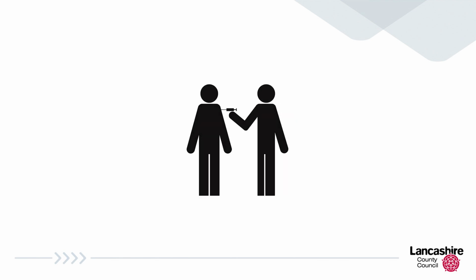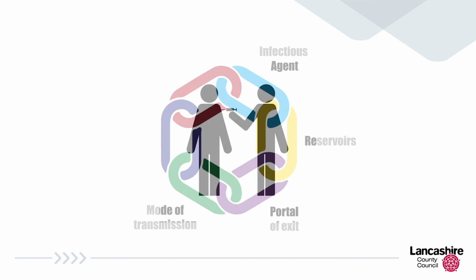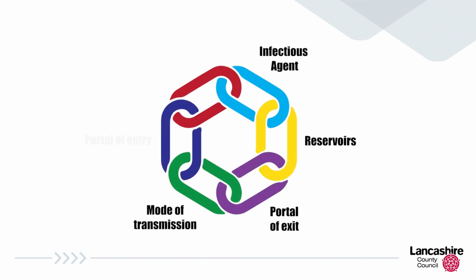Vaccinations also protect individuals from becoming infected or reduce the severity of the infection, which plays a critical role in preventing further transmission. The fifth link in the chain is the portal of entry. This is the route through which the infectious agent enters a new host. Once a host has been exposed to an infectious agent, the next step in the chain is for the agent to find a portal of entry into the host's body.